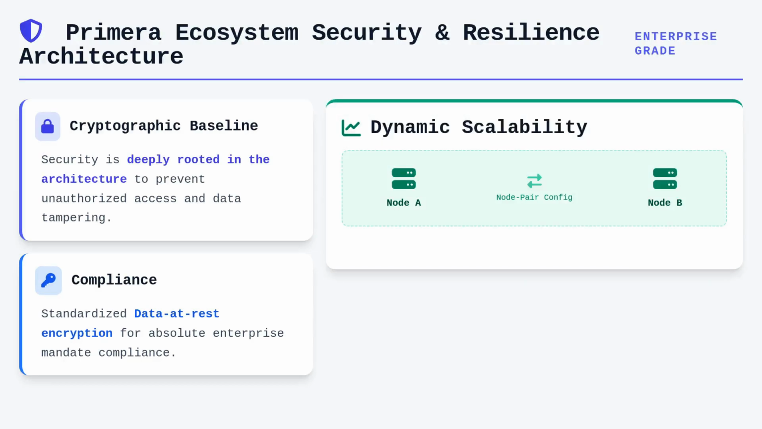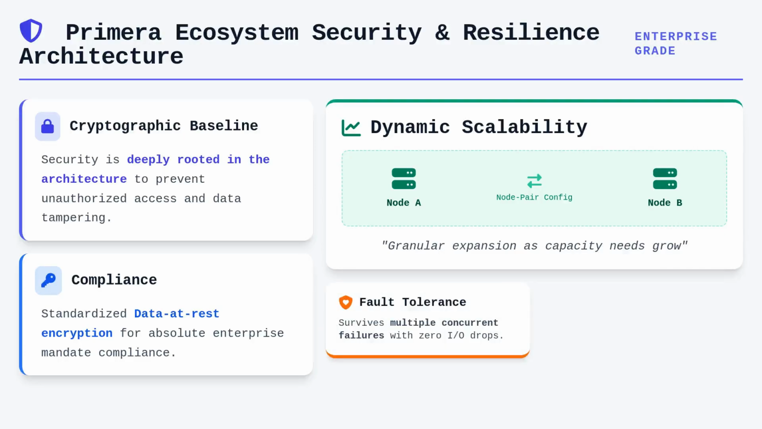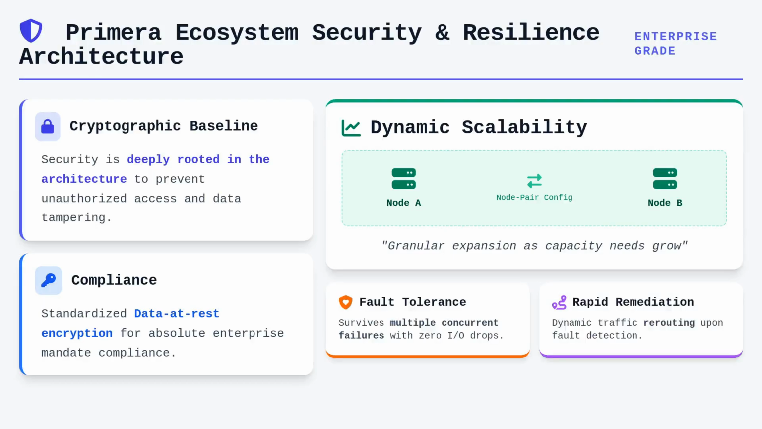When evaluating scalability, remember that the hardware limits are dictated by the node pair configuration, allowing for granular expansion as your capacity needs grow. The fault tolerance mechanisms here are robust, designed to survive multiple concurrent component failures without dropping a single I/O request. This resilience is a byproduct of the system's ability to reroute traffic dynamically when it detects a hardware fault or a degrading signal.